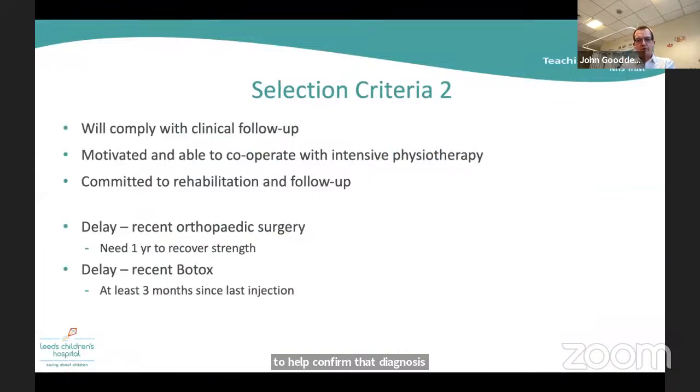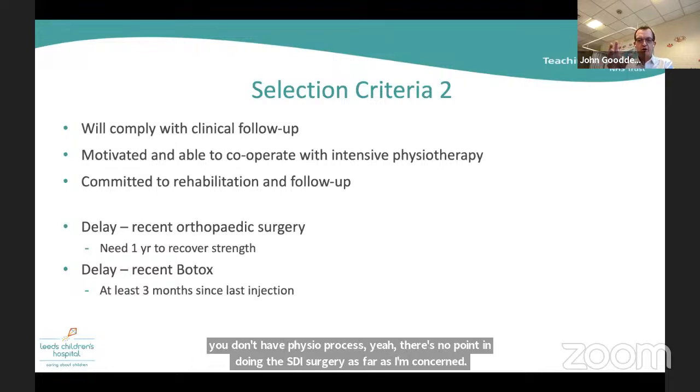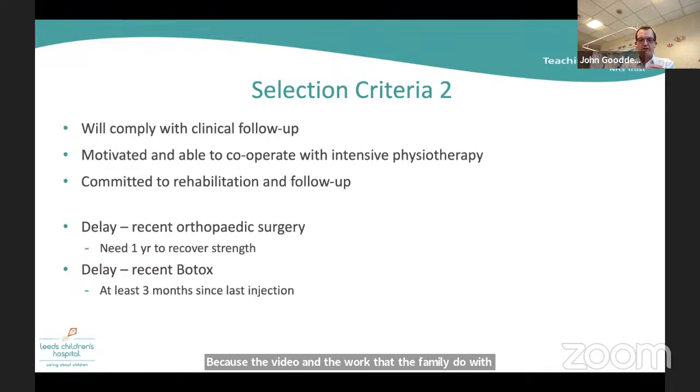There's softer things as well. We want to make sure that they're going to comply with follow-up. We want to make sure that they're going to come along and see us, and we want to make sure they're going to comply with the physiotherapy. If you don't have physio post-SDR, there's no point in doing the SDR surgery as far as I'm concerned, because the physio and the work that the family do with that physio is critically important to their overall outcome.